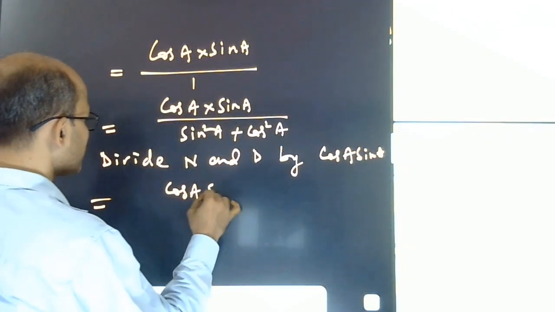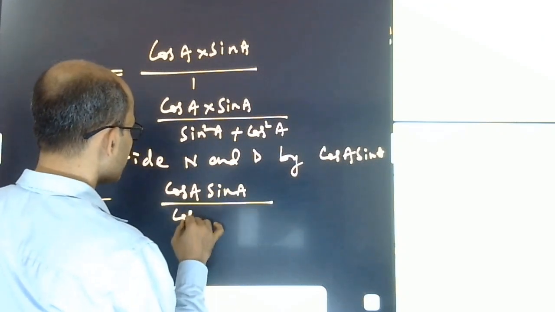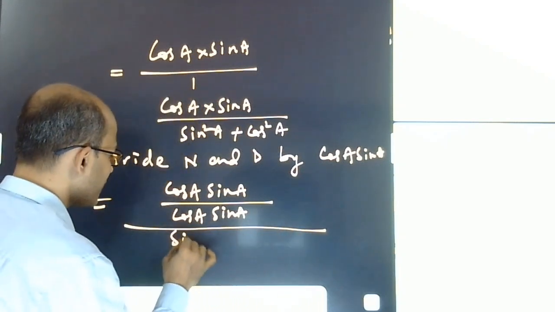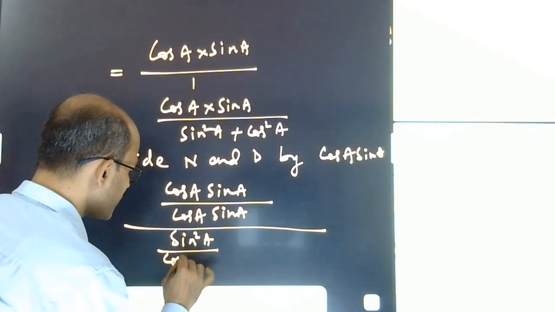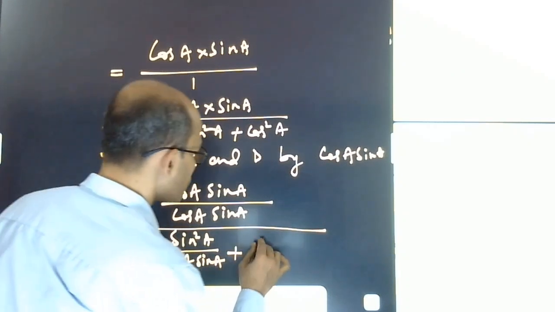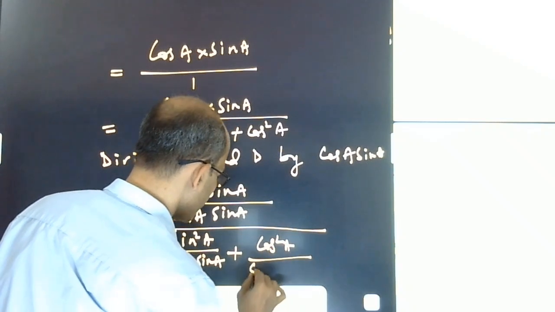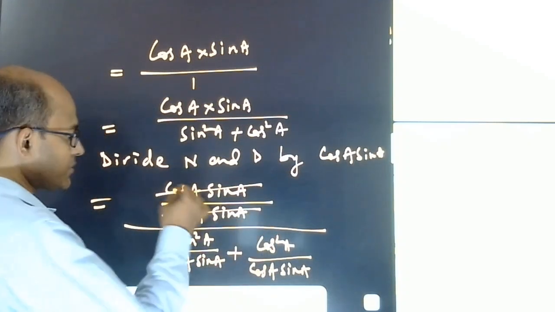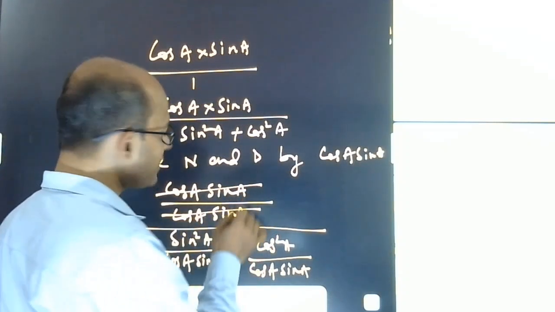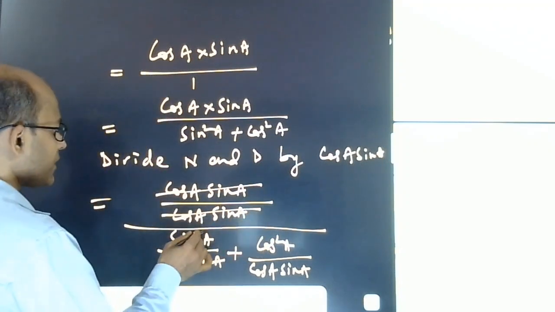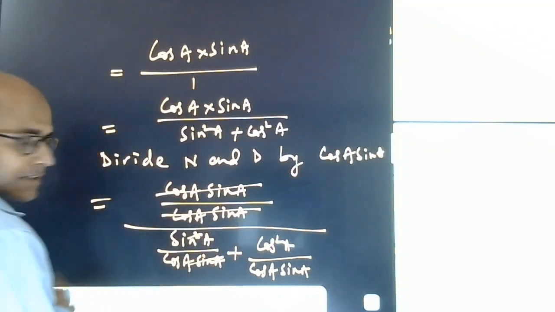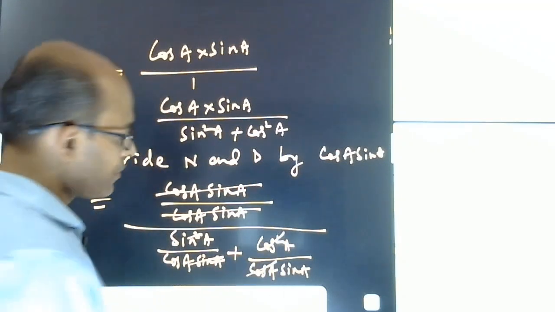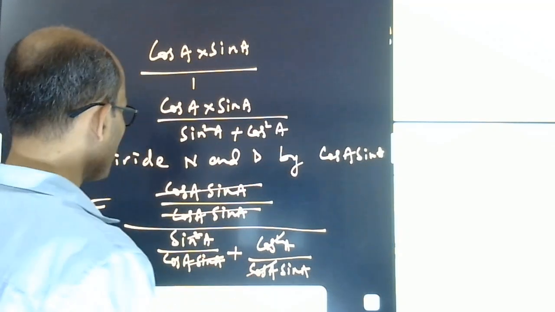Cos A sin A divided by cos A sin A, and in the denominator, sin square A by cos A sin A plus cos square A by cos A sin A. In the first, cos A cancels cos A and sin A cancels sin A. In sin square A there are 2 sin and 1 sin cancels. Here there are 2 cos, and 1 cos will cancel with the one cos in the denominator. What have we got as the result?